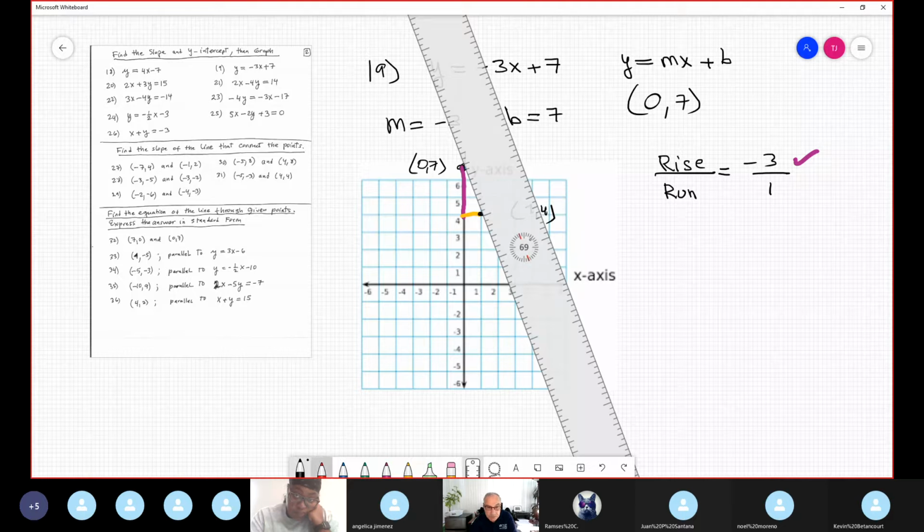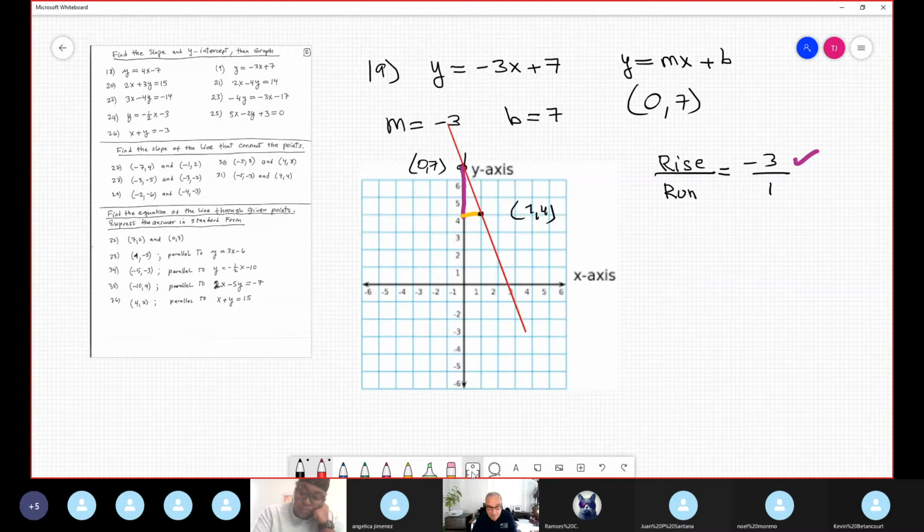Let me see. This is my line. Of course, this line extends in both directions, infinite. This arrow indicates infinite. And this is the graphic representation for this original equation.